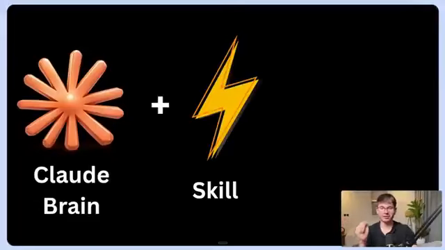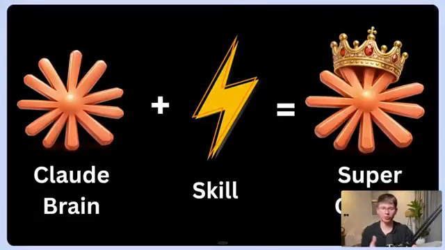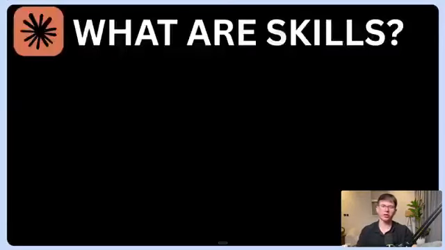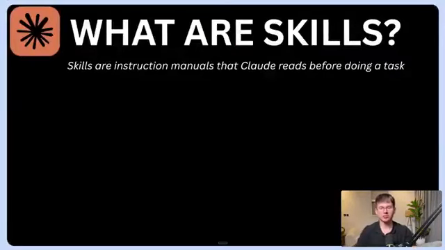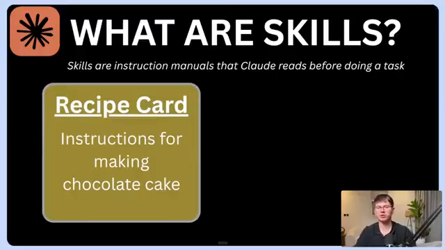Let's dive in. All right, so we have Claude Code's brain, we have skills, which makes super Claude, because Claude on skills is like Claude on steroids, because it can do so much more than just the normal interface. What are skills? Skills are instruction manuals that Claude reads before doing a task. The same way you use a recipe card, which is instructions to make something, in this case a chocolate cake, or it can be a burger, it can be a pizza, whatever it is, which is a list of instructions that show you how you can do that thing.